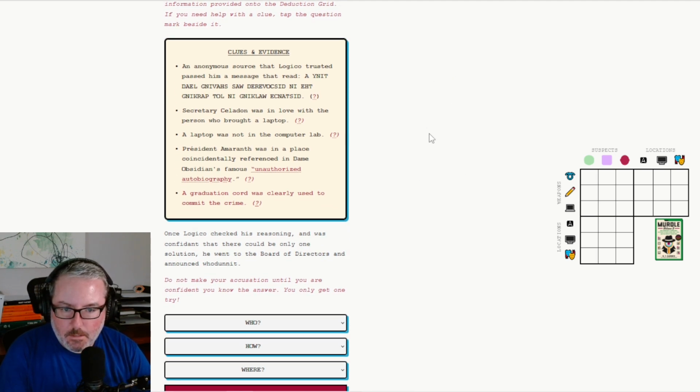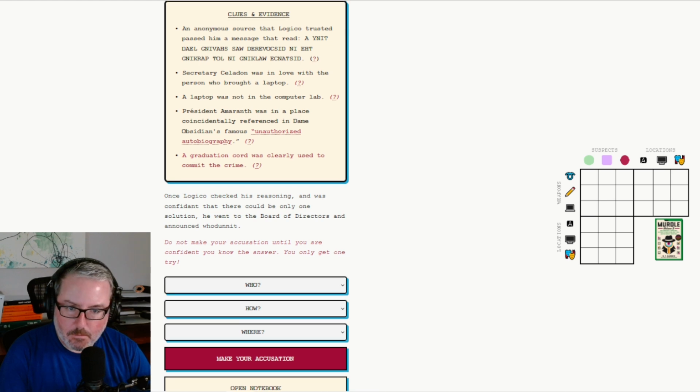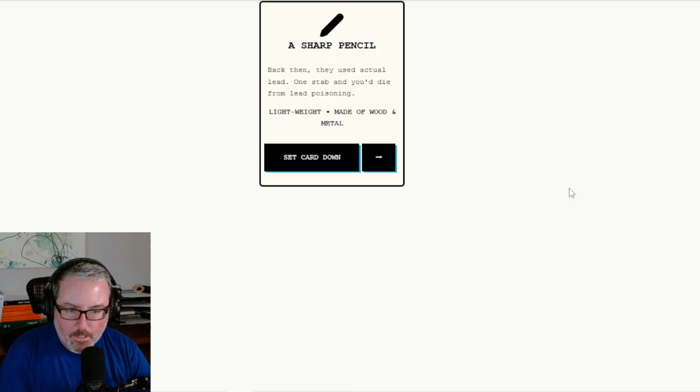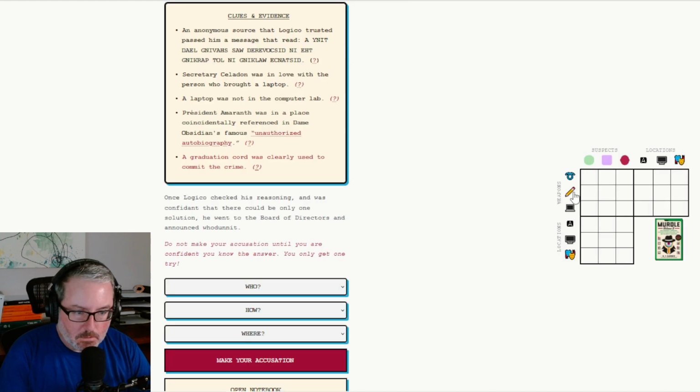Go through the clues, blah, blah, blah, and we've got our clues. Let me set this up so there we go, right on the edge. So, clues and evidence. An anonymous source that Logico trusted passed him a message. This is like a word scramble, or is it backwards? I think it's backwards spelling. Yeah, it looks like it because the first couple of words are that. So a tiny lead shaving was discovered in the parking lot in walking distance. Okay, so a tiny lead shaving in the parking lot. It would most likely be a pencil, right? Made of wood and metal. So that was found in the parking lot.